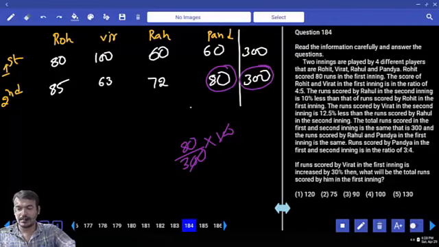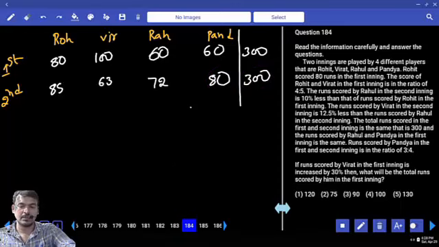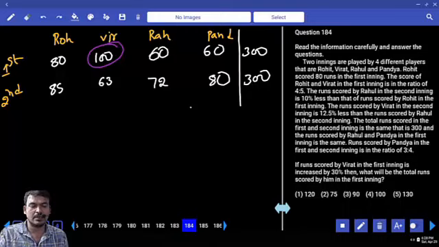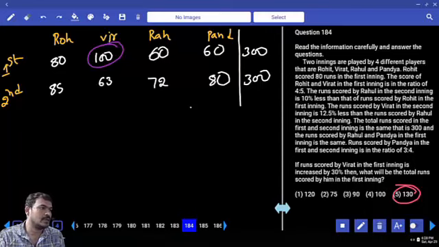Next 184. If runs scored by Virat in the first innings is increased by 30%, then what will be the total runs scored by him in the first innings? What is the Virat in first innings? 100. 30% increase means 130. Then answer 130. Increased by 30% means adding 30%.